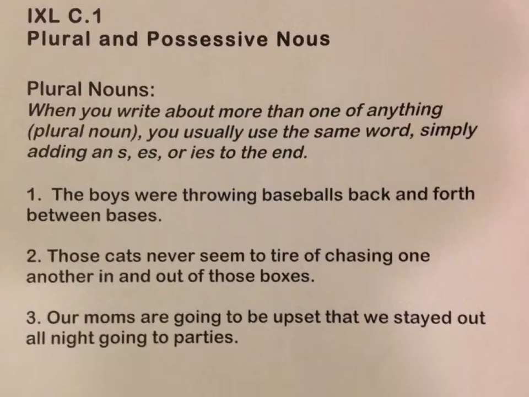When you read about more than one of anything, you usually use the same word, simply adding an S, ES, or IES to the end. Alright, so I have a few sentences here, and I am going to underline some of the words that are plural nouns. So you have boy, which would be single, but to make it plural you add the S, so now you have boys. The boys were throwing baseballs. Baseball is a noun, and if you have more than one you add the S, so you have baseballs, back and forth between bases. Base would be one, but you add the S, you have bases.